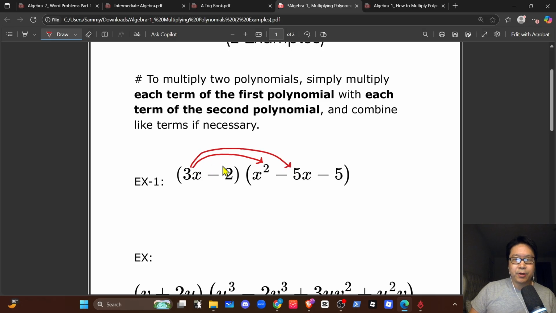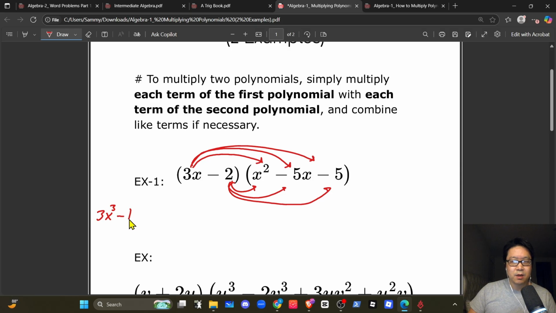You're going to multiply each term in the first polynomial with each term in the other polynomial. So we're going to distribute the 3x and then we're going to distribute the negative 2. So let's go ahead and do that. 3x times x squared is going to be 3x to the third power. 3x times negative 5x is going to give us negative 15x squared. And 3x and negative 5 is going to be negative 15x.